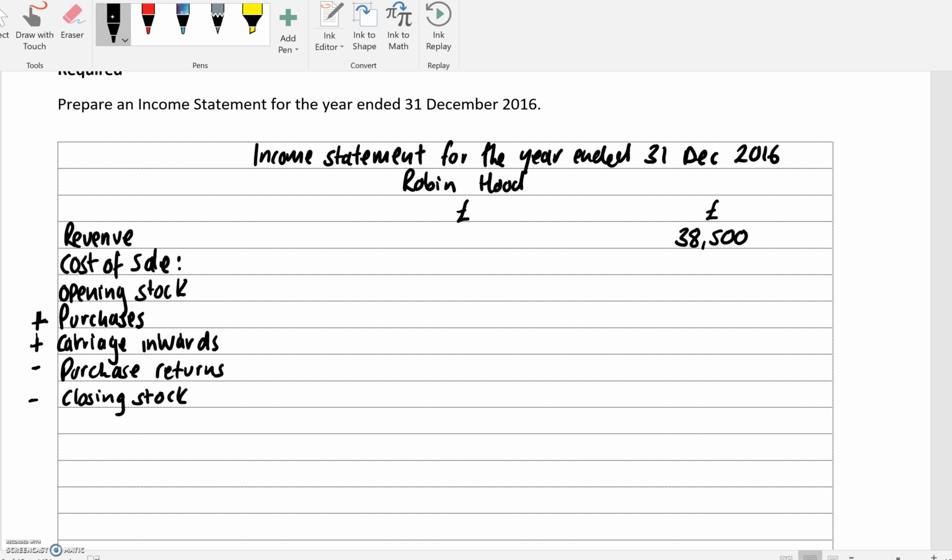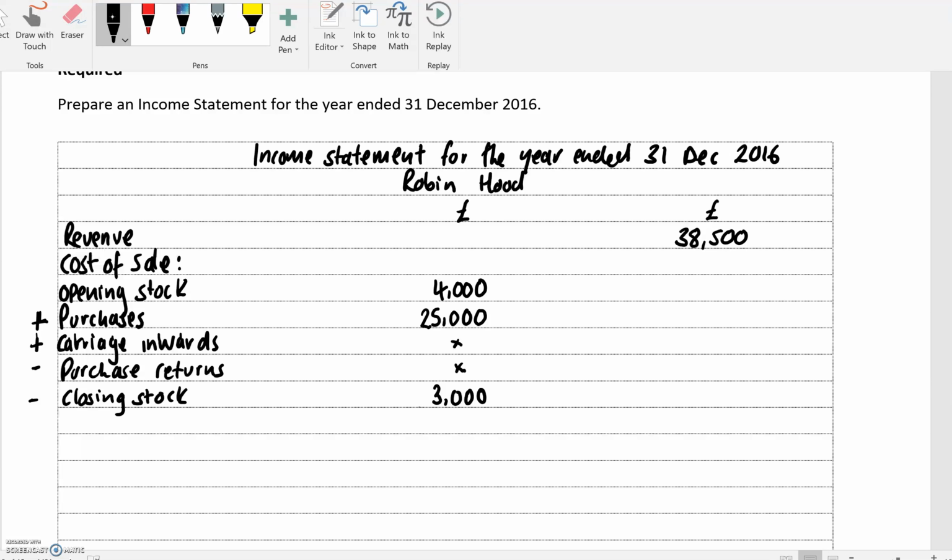But the opening stock is here of £4,000. We have purchases also of £25,000. We don't have any carriage inwards. We don't have any purchase returns. We do have a closing stock, which is the one that goes in both your income statement and your statement of financial position, of £3,000.